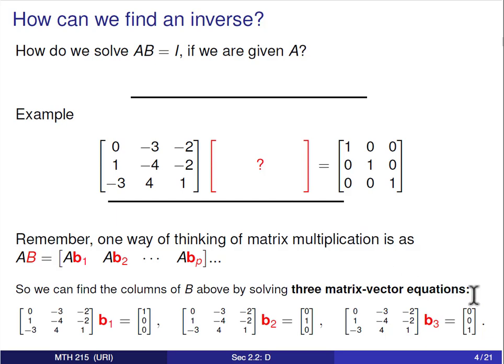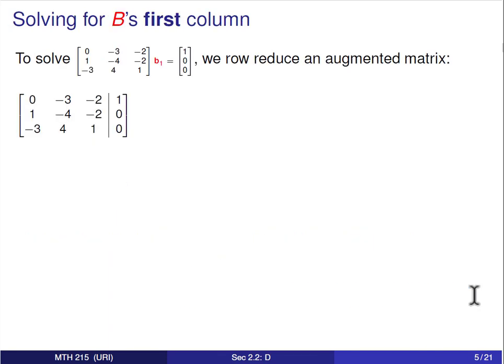Now, solving matrix vector equations is fantastic because we know how to do that. We can row reduce an augmented matrix. And so if we were to solve for the first column of B, remember, we know that A times the first column of B should equal the first column of the identity matrix. So we'll just tack that on in our augmented matrix and start row reducing.